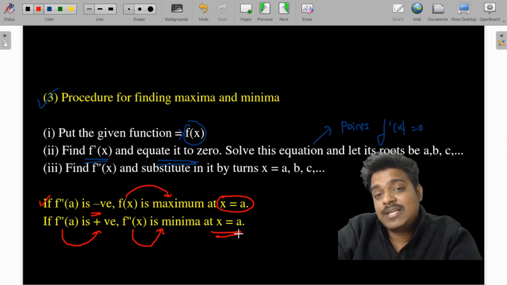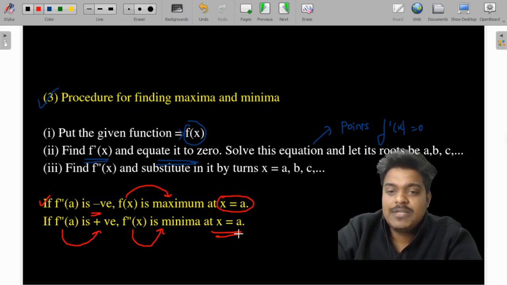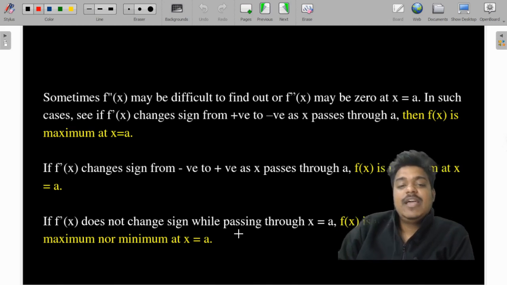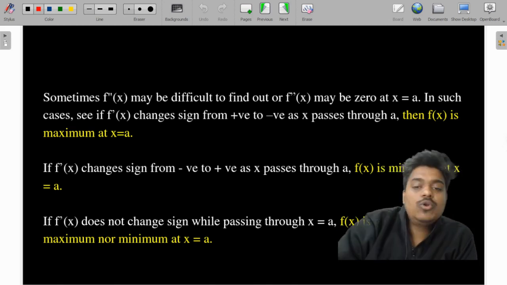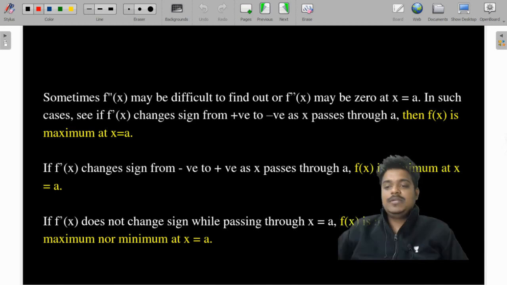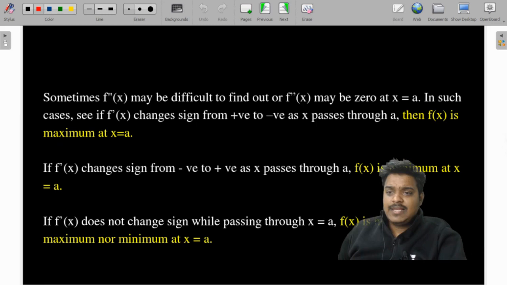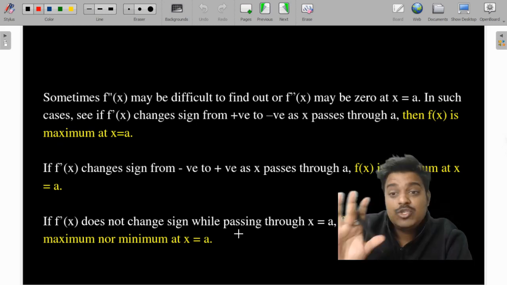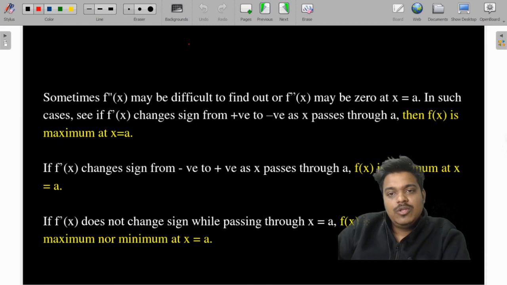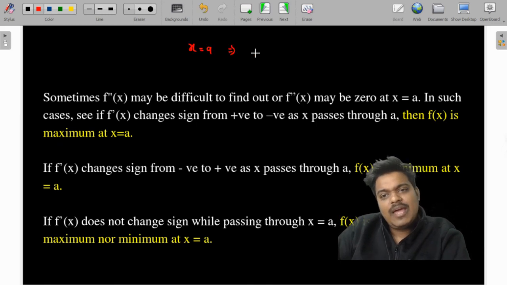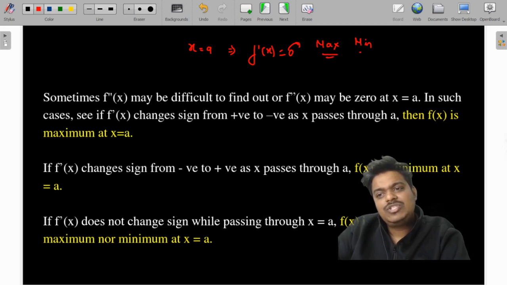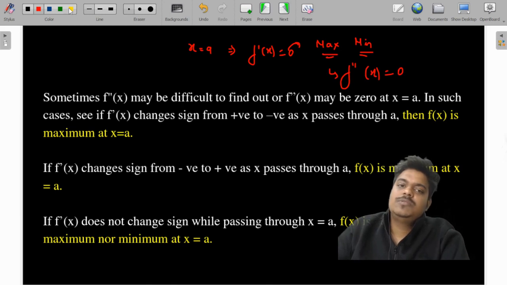Now if f double dash of a comes out to be 0, what will you do in that case? In that case, you cannot do anything. You know that at x equal to a, f dash x is equal to 0, which means that either this point will be a maximum point or a minimum point. That is checked by second order differentiation. But second order differentiation is coming out to be 0, so nothing is clear.